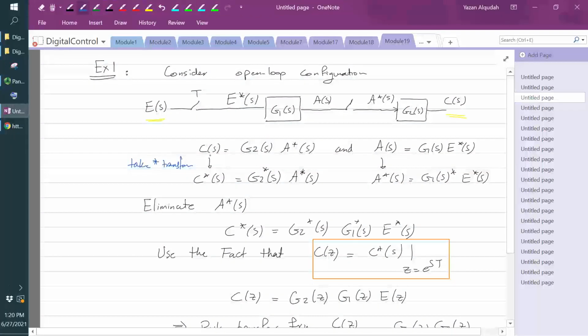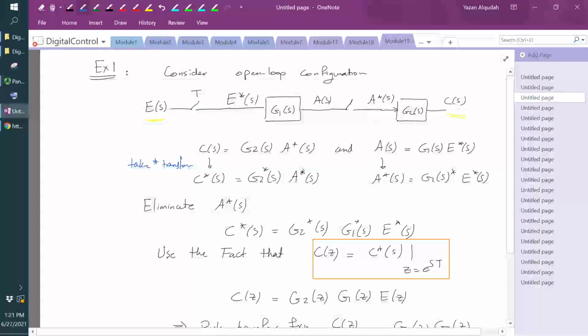So if I do that, I can write this. C of S is going to become C star of S, which is going to equal G2 star multiplied by A star. Since this is already starred multiplied by a function, when I take the star transform of C of S, it is going to equal G2 star multiplied by A star.